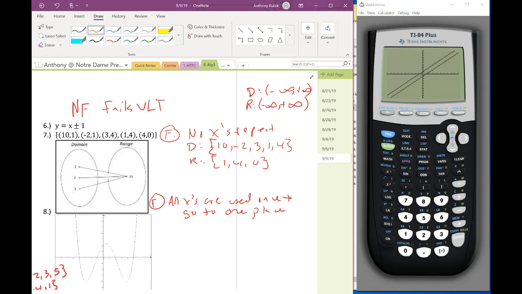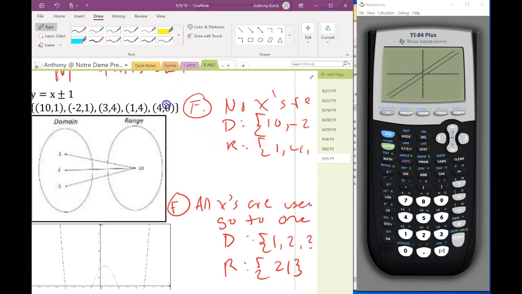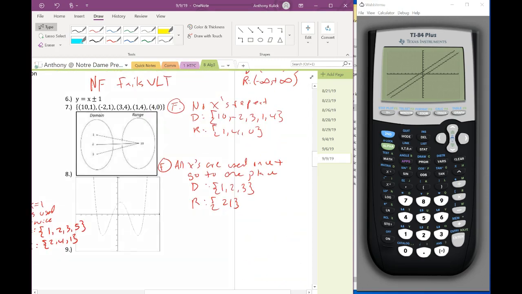Okay. The domain. Just list them 1, 2, 3, and the range. I think that's 21 is what that says. It's awfully blurry. I can't tell. Everybody happy with 8? Okay.